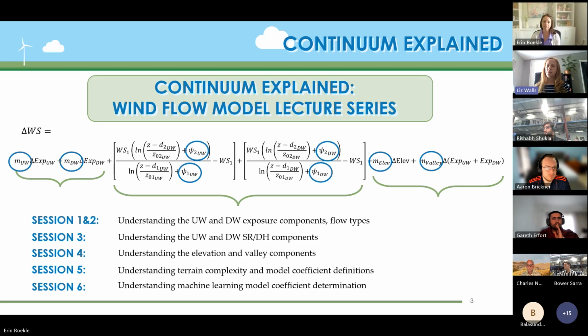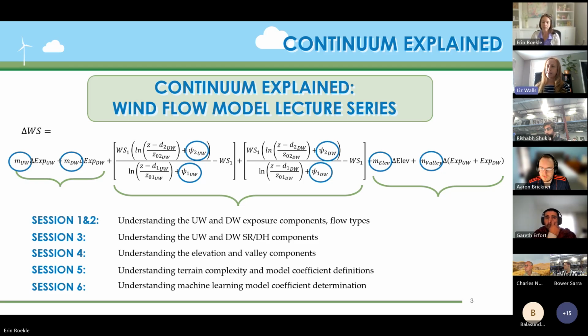In today's session, we'll be shifting gears a little bit, and we'll be focused on surface roughness and displacement height and how changes in those values impact wind flow and how we estimate in Continuum changes in the wind speed due to these variations in roughness and displacement height. In the following session, we will cover the last 2 terms of this model, and those are the elevation component as well as the valley component. That will be session 4, which we'll do in a couple of months or so.